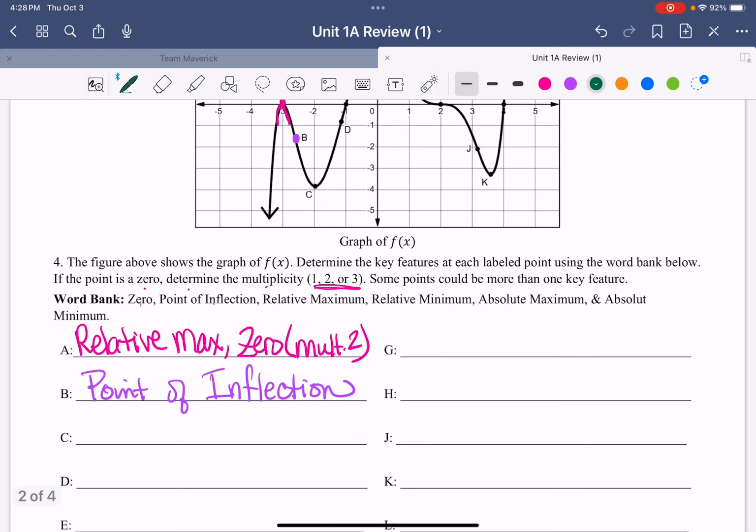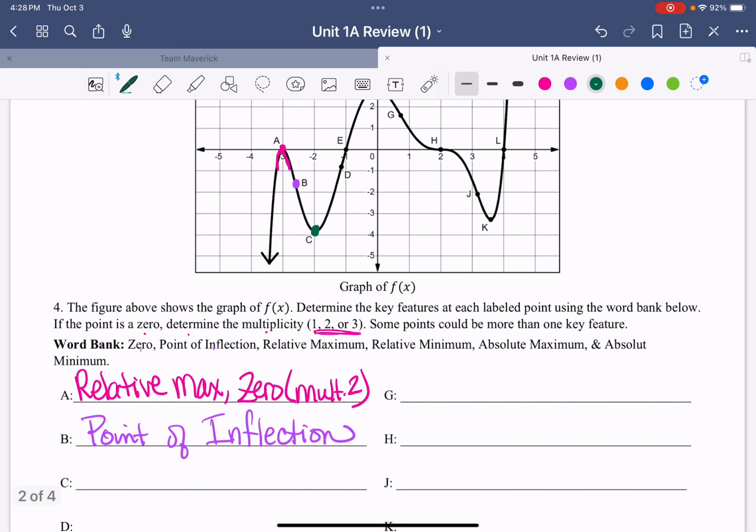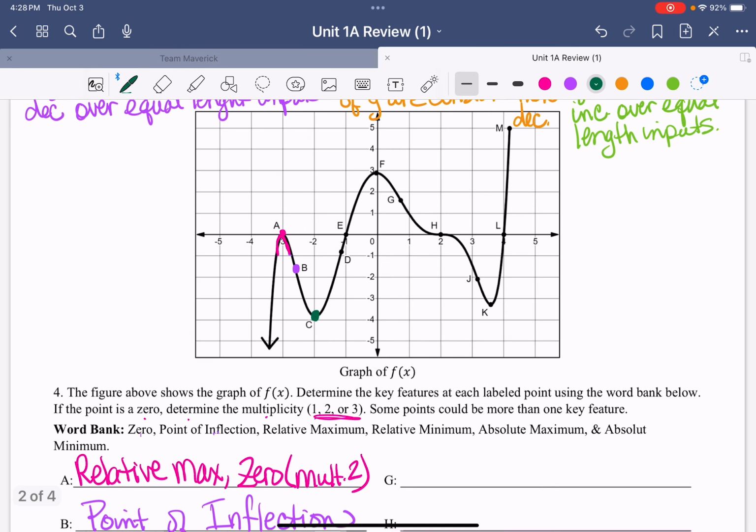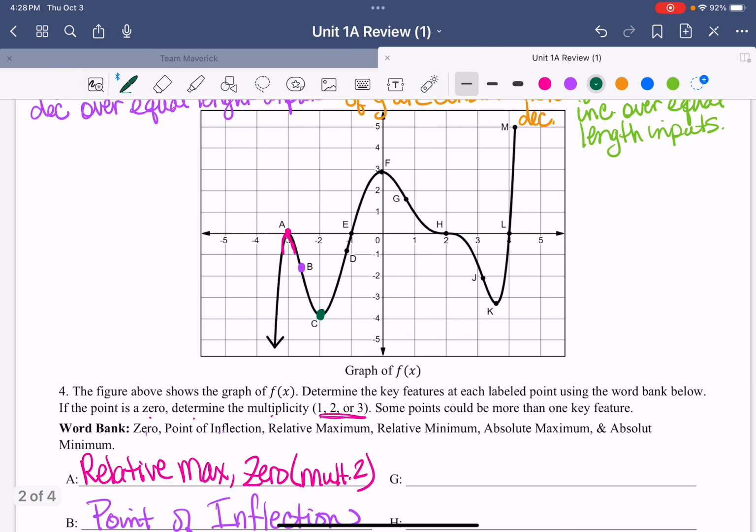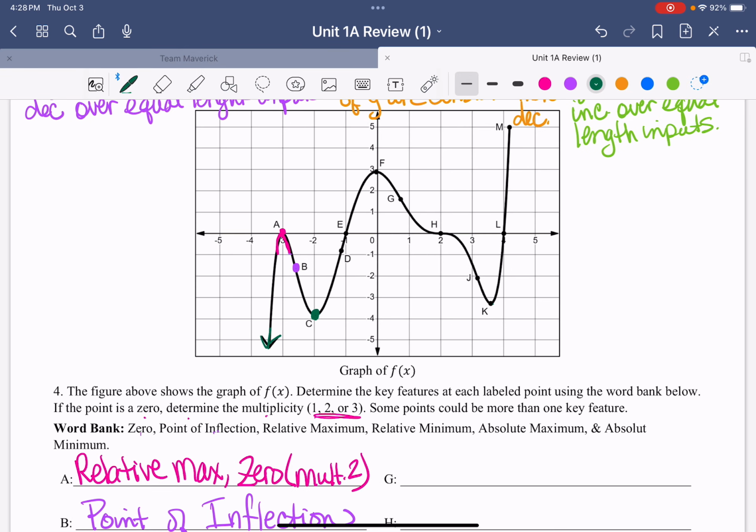All right, C. Here is point C. Not a zero, not a point of inflection, but it is a relative max or min. So that would be a relative minimum. Now let's talk about why it's not the absolute minimum. It's not the absolute minimum, even though it is lower than this one, because this goes down to negative infinity, so I don't have an absolute minimum. And A is not an absolute maximum because it's not the largest y value that we would have there.